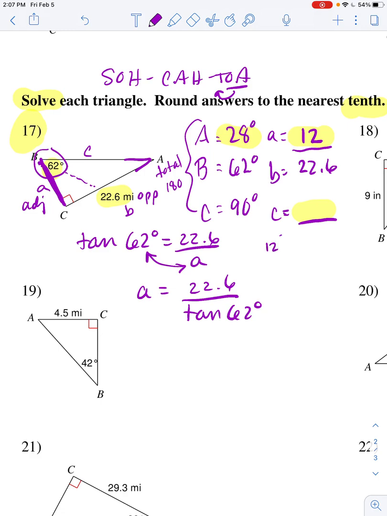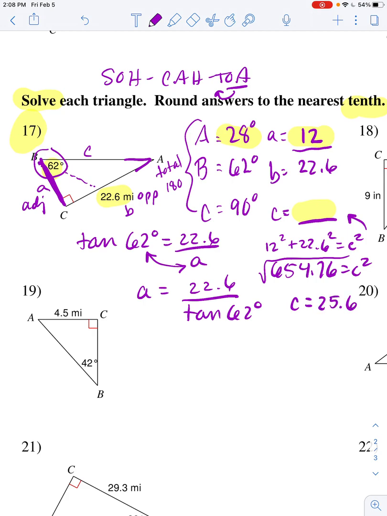So then to find C, I don't need to do trig. I can take A squared plus B squared to get my C squared. When I do the 12 squared plus 22.6 squared, I end up with this. And then in order to get C alone, I'll square root it. Now, normally you would have to do plus or minus, but since we're finding the length of something, the negative answer doesn't make any sense. So I'm getting 25.6, which is okay because when I look at this, that is my longest side as it should be.